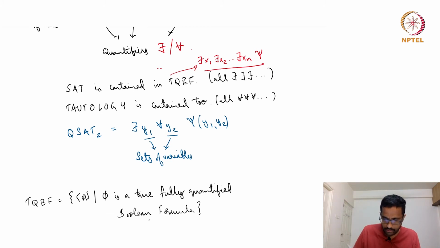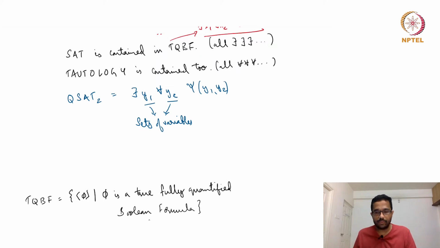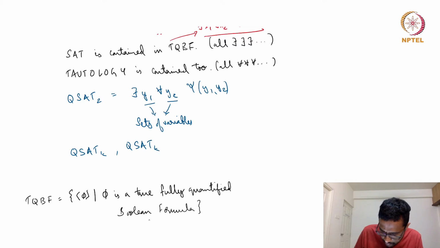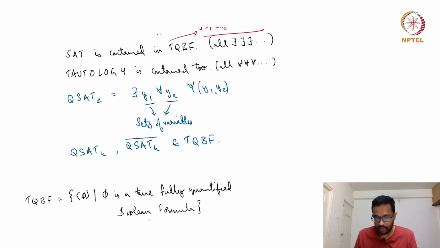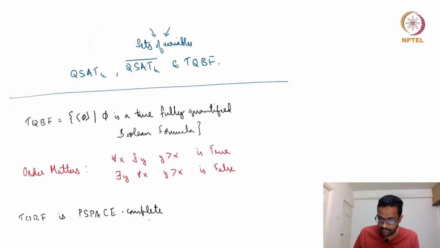So QSAT 2 can be written as a TQBF, and anything in QSAT K can also be contained in TQBF. So QSAT K, or even QSAT K complement, is contained in TQBF. They can all be represented as a fully quantified Boolean formula, which we are asking whether it is true or not. So formally, phi is a true fully quantified Boolean formula, but anyway I have explained it.